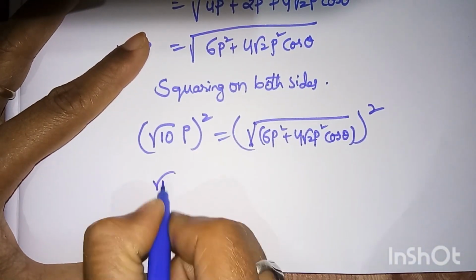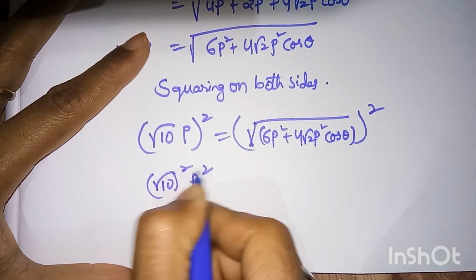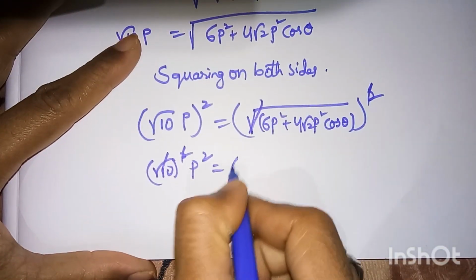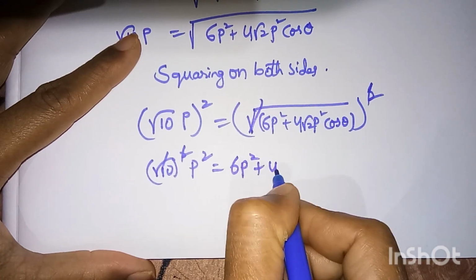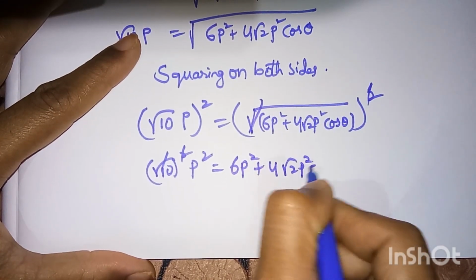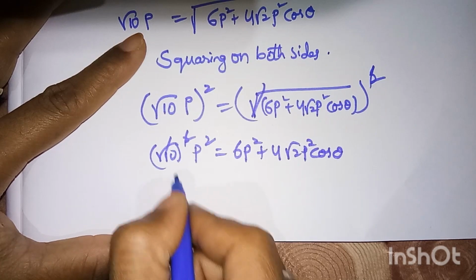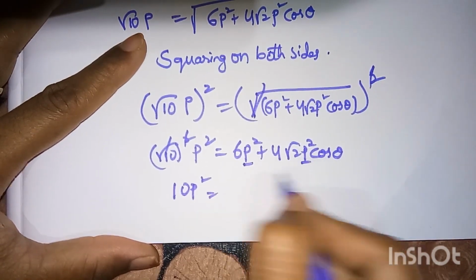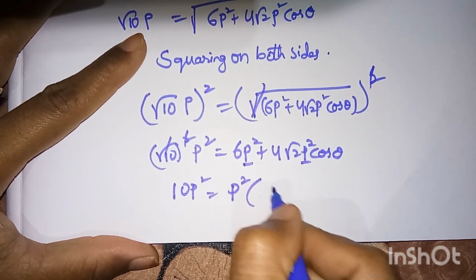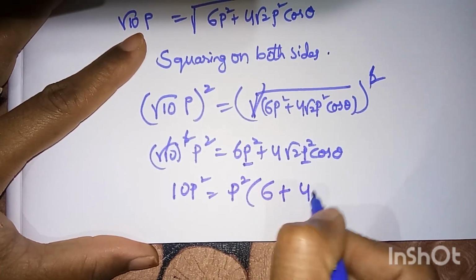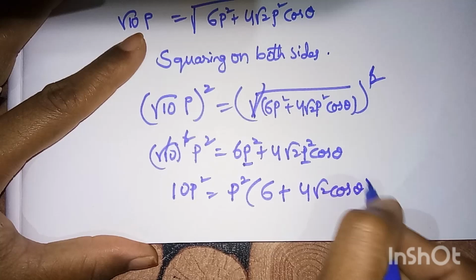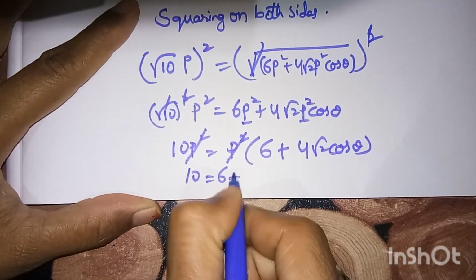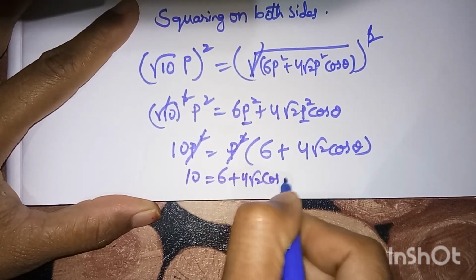So root 10p whole square is 10p square. The square root will be cancelled here, and we get 6p square plus 4 root 2 p square cos theta. This can be written as 10p square. In both terms you have p square as common, so make one as p square: p square into 6 plus 4 root 2 cos theta. P square will be cancelled here. 10 equals 6 plus 4 root 2 cos theta.